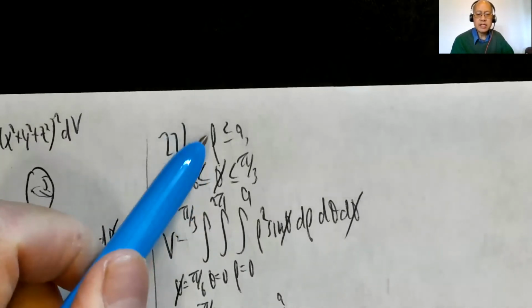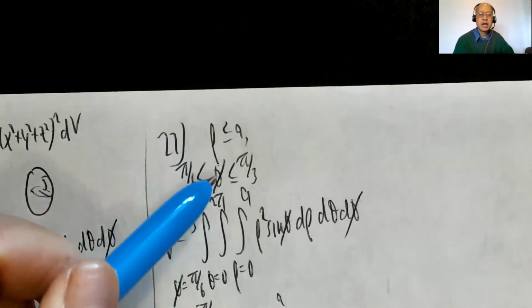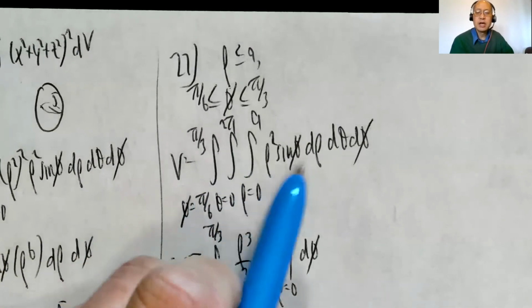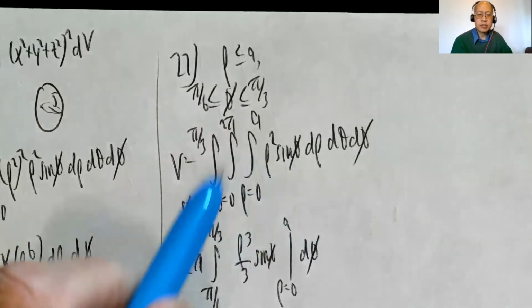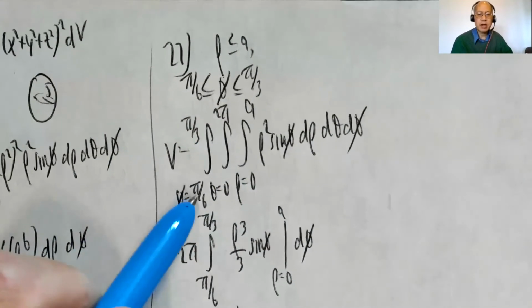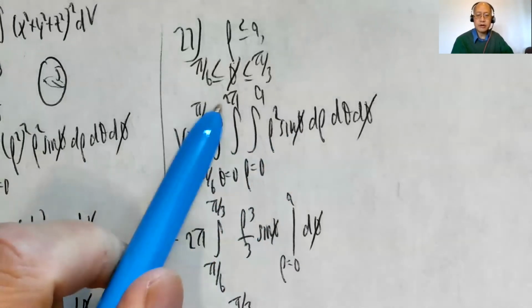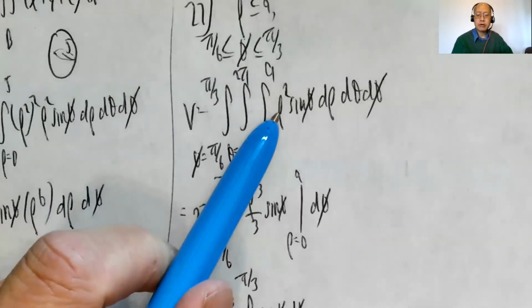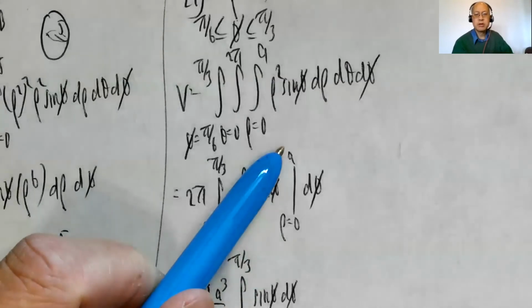27, rho less than or equal to a, which means rho is going from 0 to a. Phi is between pi over 6 and pi over 3. We're finding the volume. Volume is rho squared sine phi, d rho, d theta, d phi. Rho is going from 0 to a, theta from 0 to 2 pi, phi from pi over 6 to pi over 3. Once again, there's no theta involved, so take out the length of the theta interval, which is 2 pi. Integrate rho squared, rho cubed over 3. Rho goes from 0 to a.